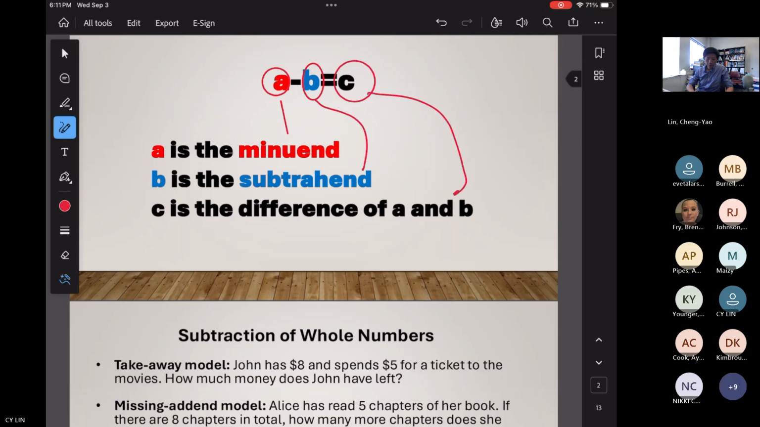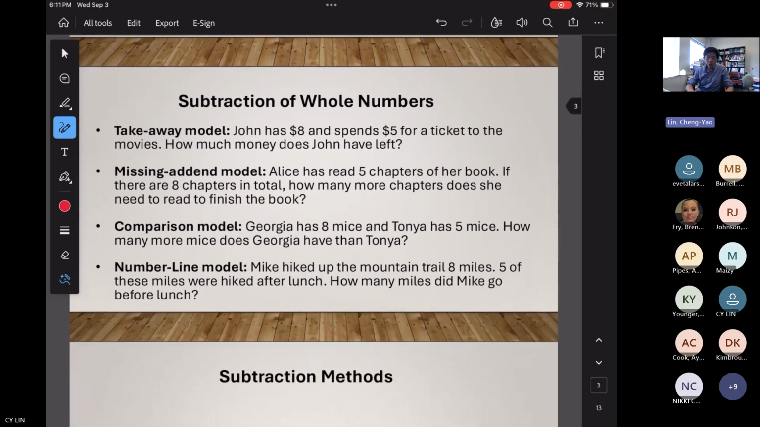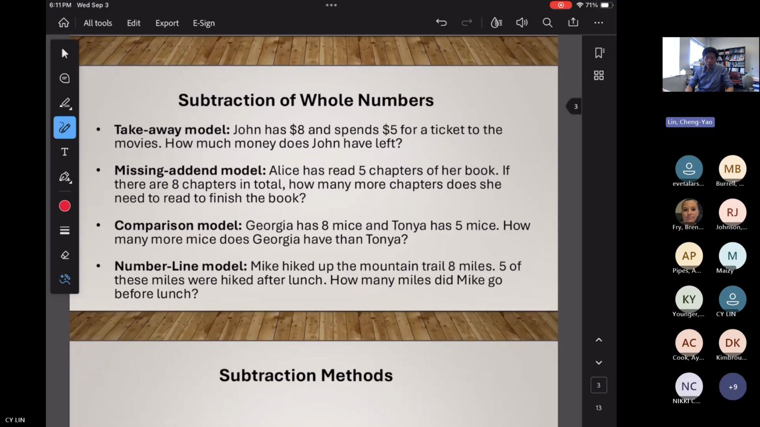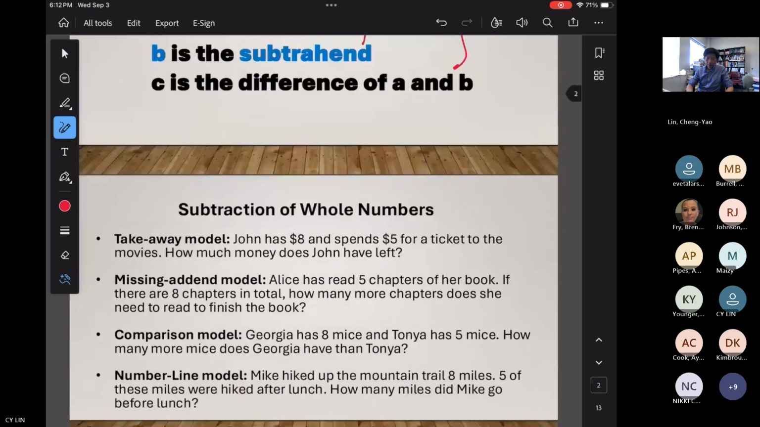Okay. Now for subtraction of whole numbers, we have different models. We have a takeaway model, we have a missing addend model, we have a comparison model, and we have a number line model. Okay.